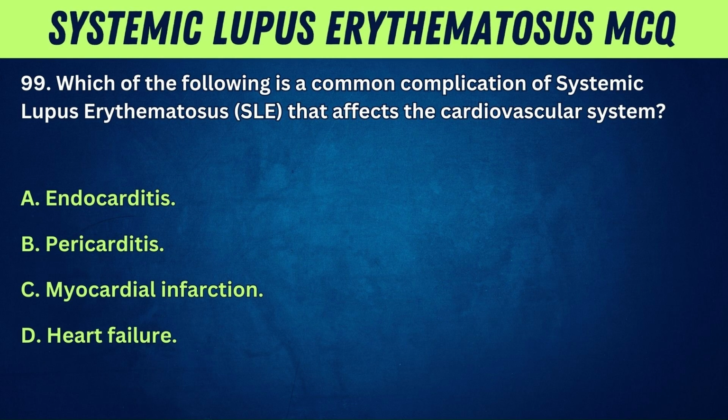99. Which of the following is a common complication of systemic lupus erythematosus, SLE, that affects the cardiovascular system? A. Endocarditis. B. Pericarditis. C. Myocardial infarction. D. Heart failure.